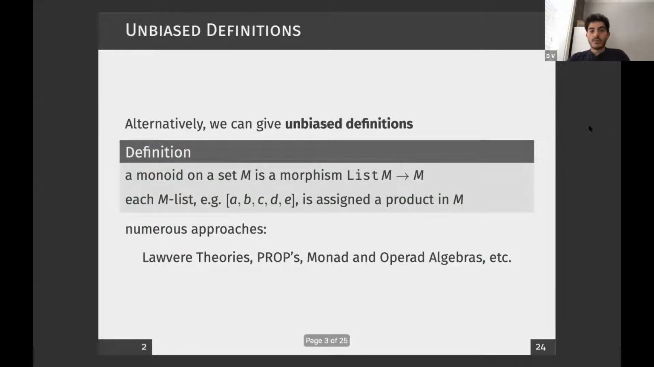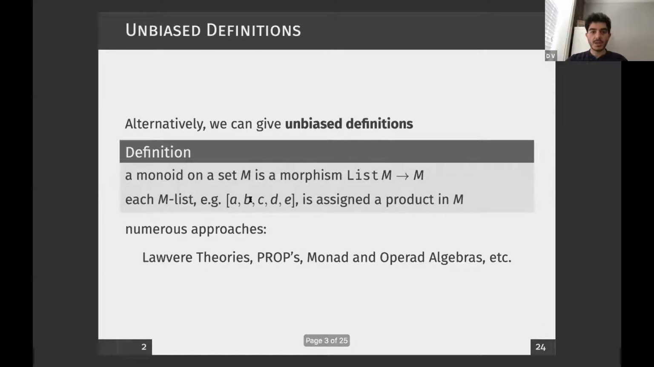Alternatively, we can give sort of unbiased definitions. By unbiased, what I mean is that a monoid is typically presented with a nullary unit operation and a binary multiplication operation. What if instead we defined an operation that just worked on any list of elements, n-ary for all n, and returned how those elements combined into a single monoid element, i.e. a morphism from list M to M.